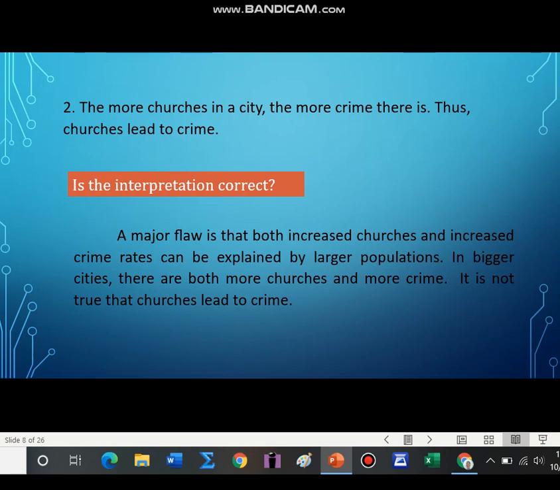Number 2. The more churches in a city, the more crime there is. Thus, churches lead to crime. But is the interpretation correct? A major flaw is that both increased churches and increased crime rates can be explained by larger populations. In bigger cities, there are both more churches and more crime. It is not true that churches lead to crime.